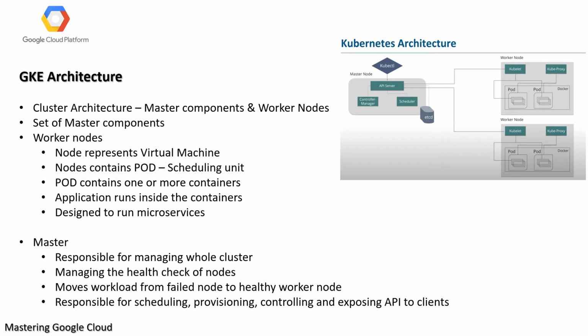Let's look into GKE architecture. It is a cluster architecture with master components and worker nodes. A cluster can have one or a set of master components. Worker nodes, or nodes, represent a virtual machine on Compute Engine. It contains pods, which is a scheduling unit. A pod contains one or more containers where your application runs. It's designed to run microservices.